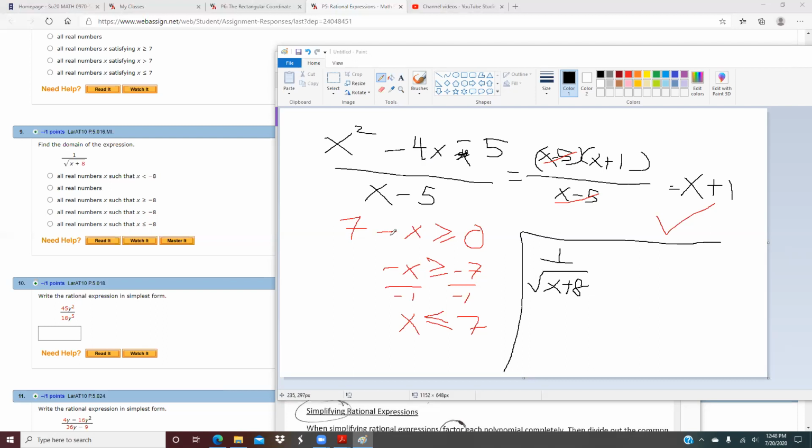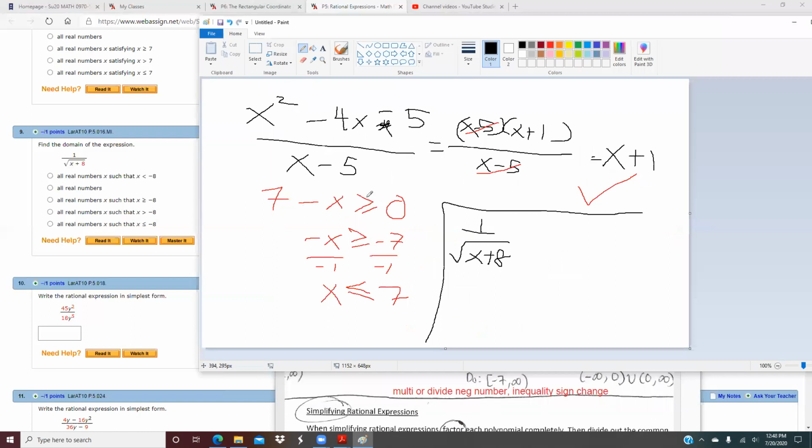So in question number 9, because you have a square root in your denominator, usually with a square root you make your radicand greater than or equal to 0, like what we did previously. But for this case, you take x plus 8, and you only do greater than 0.